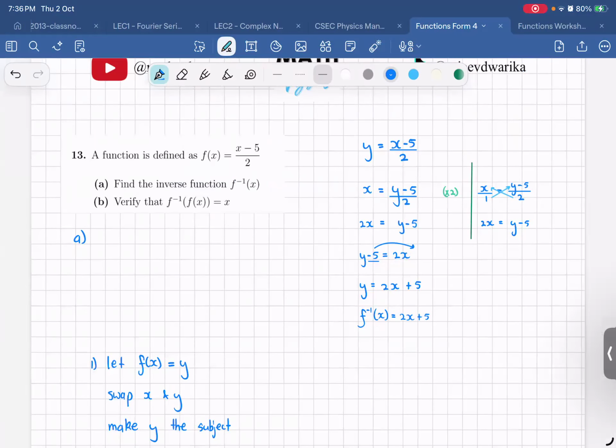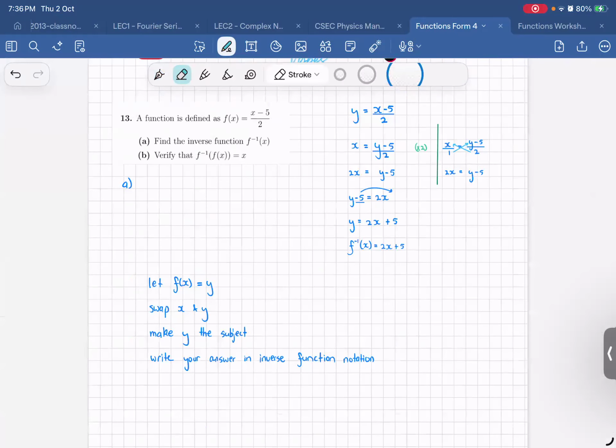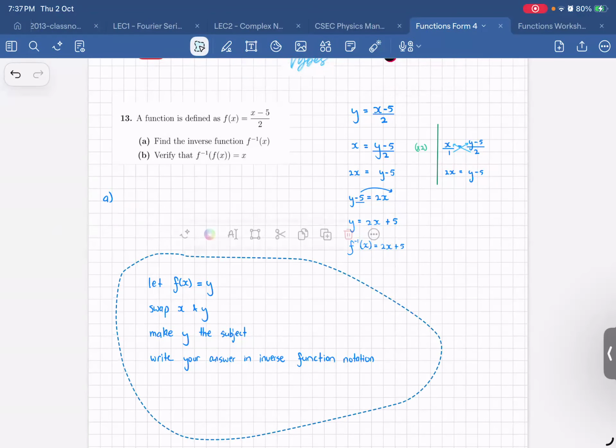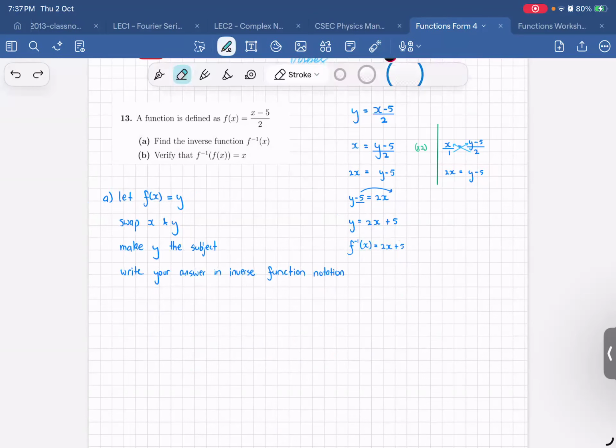Now, let me do the last question. This could be the last question I'm doing for class today, because I have a Form 5 class to teach just now. A good bit of you guys will stay for the Form 5 class, so that's good. I don't want to take up all your time.